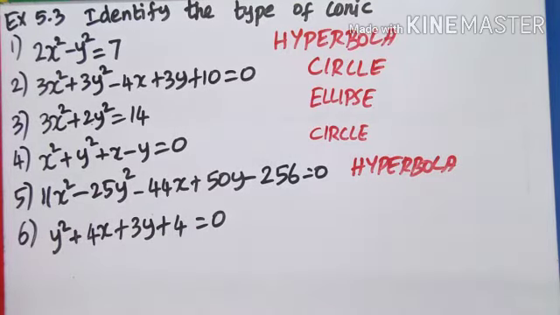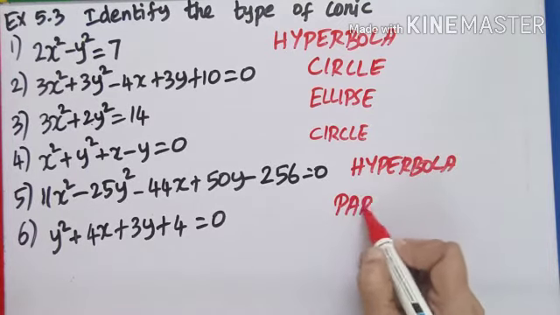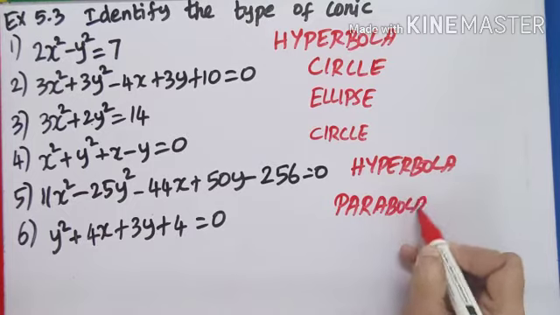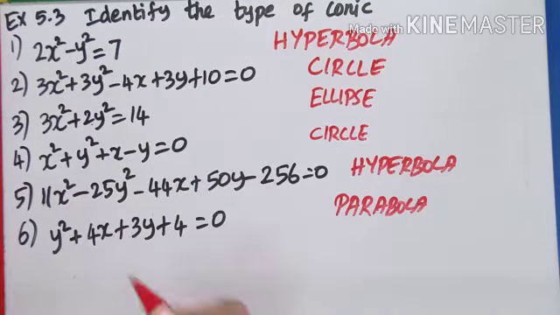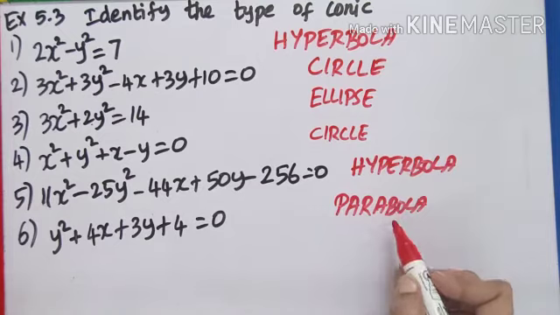The sixth problem, here there is no xy term. It may be a circle or a parabola, but there is no x square term. Only y square is present. Either x square or y square is present. This represents a parabola. So parabola, out of all the equations, is very easy to identify. Only y square will come or only x square will come. So either x square or y square comes, it is a parabola.